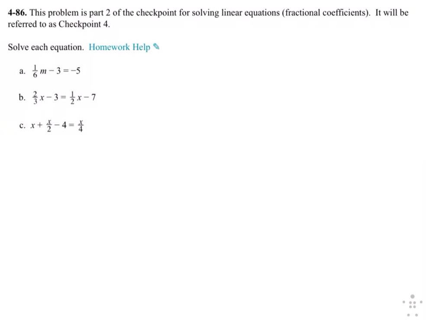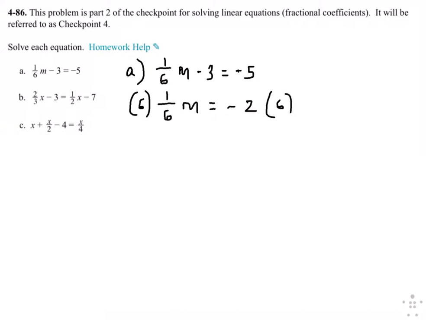Okay, 86, they want us to solve with fractions, right? So we have 1/6 m minus 3 equals negative 5. So we get 1/6 m, add 3 to both sides, right, equals negative 2, and multiply both sides by 6, right? So 6 on both sides. So we get m equals negative 12 for A.